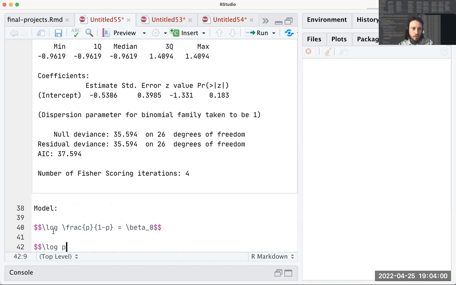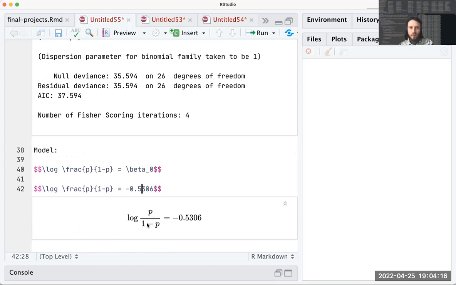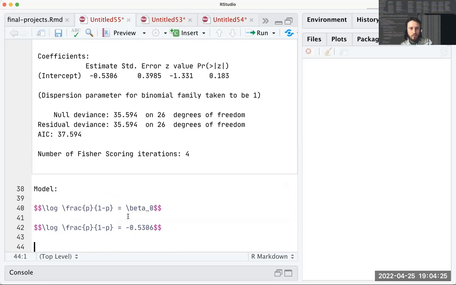In fact, you have an equation like something like this, right? Can you find p from this equation? Of course, we can use R to help us as a calculator. Can you do it and send me your answer? In fact, you can use the results from the lecture.